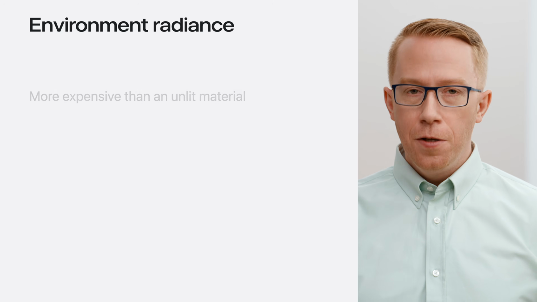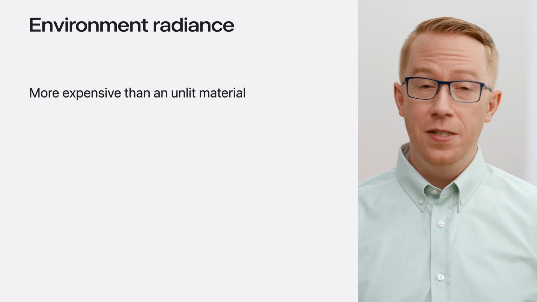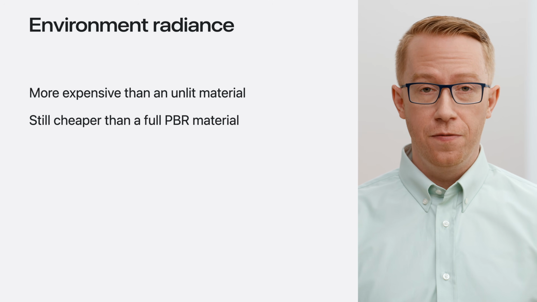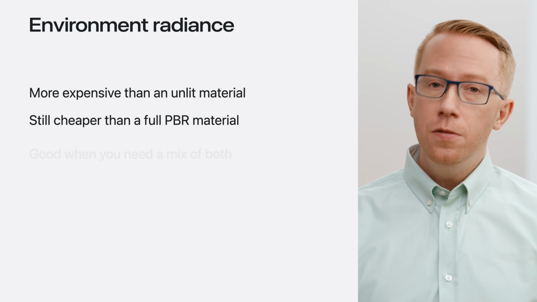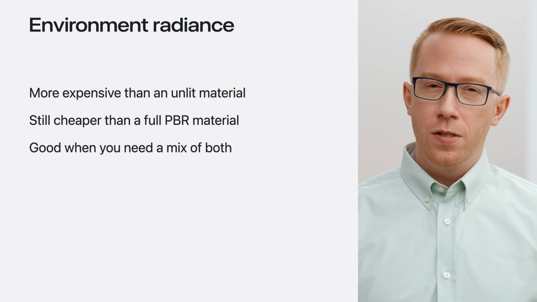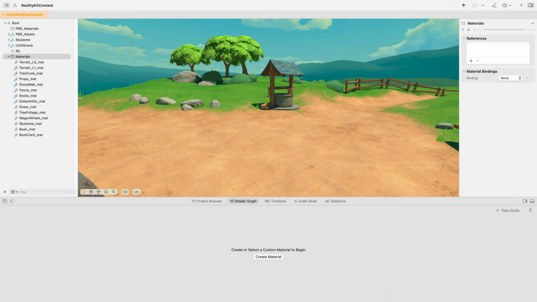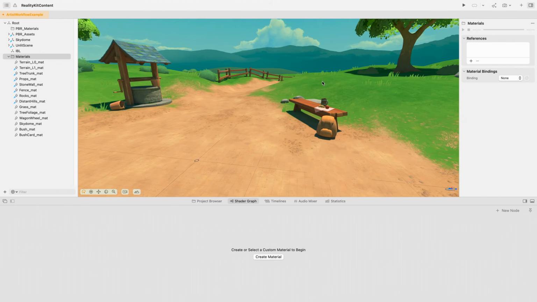Using the environment radiance node is more expensive than just a normal unlit material, but it's still cheaper than using a full PBR material. Use it in situations where you just want some dynamic lighting effects, but don't want to use full PBR. With that done, our scene is looking really good.